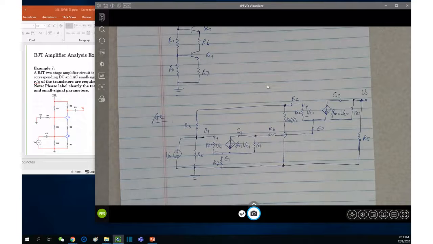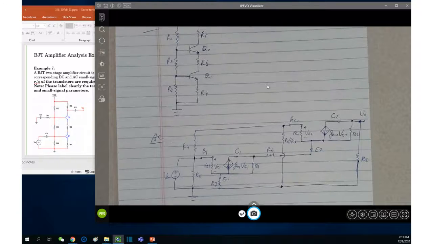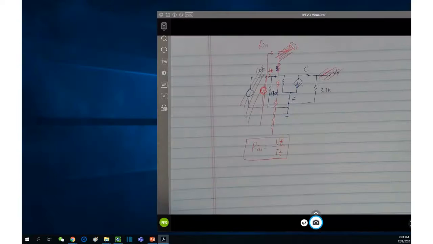Any questions? Take a look. Let's see any questions you have. Any questions from you guys about homework 5? For example, this problem here.